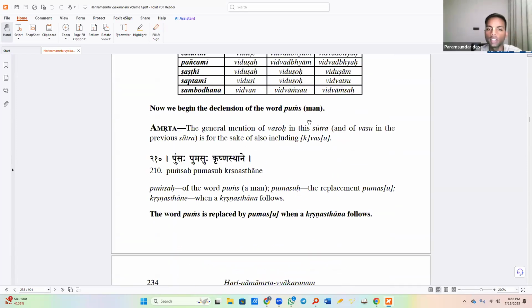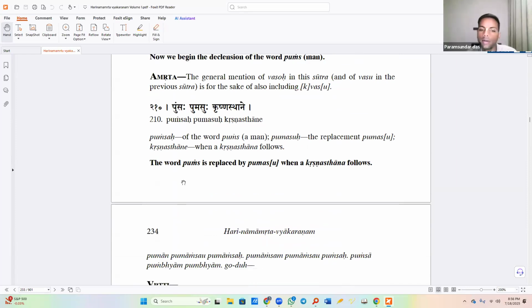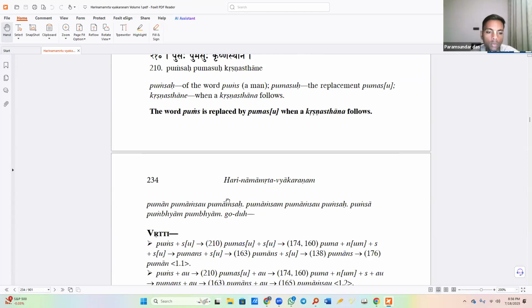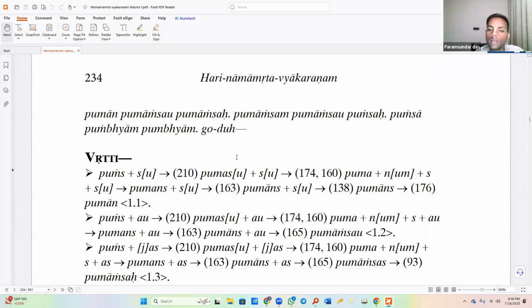So Pungs, which means a man. Pungsaha Pumasuhu Krishna Sthane. The word Pungs is replaced by Pumasu. I think they got this term Puma, maybe from Pumasu or somewhere. Puma, like declaring a manly brand or something. So the word Pungs is replaced by Pumasu when a Krishna Sthana follows. So Pungs plus Su, Su is a Krishna Sthana, so replacement is there, Pumasu.